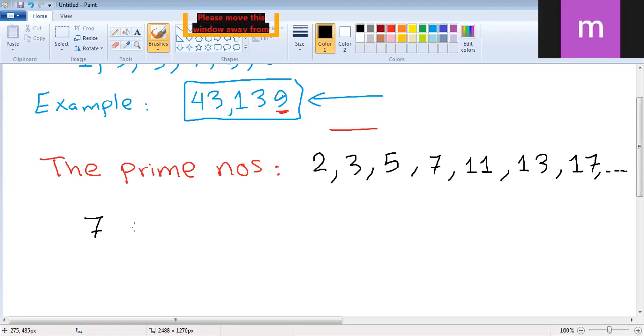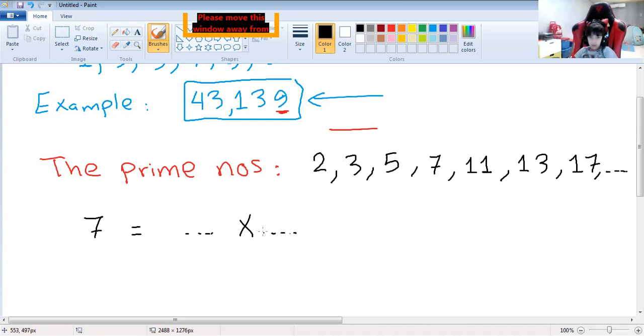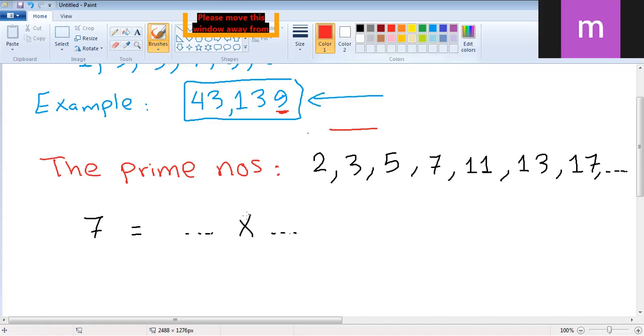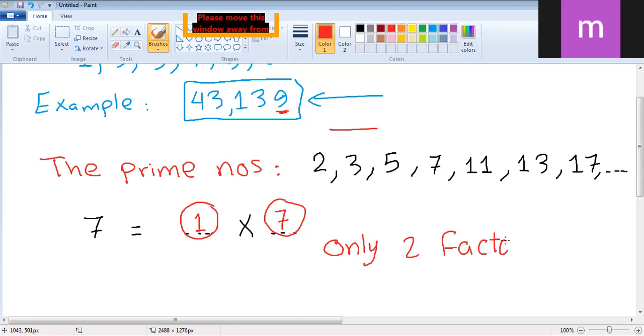What are the factors of 7? What number times what number is going to be 7? 1 times 7. Is there any other digit to multiply to get 7? No, we have only two factors here, 1 and 7. So if you have only two factors for a number, it's a prime number. So 7 here is prime.